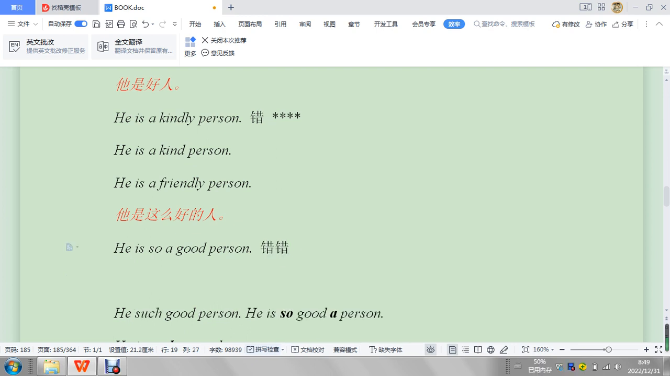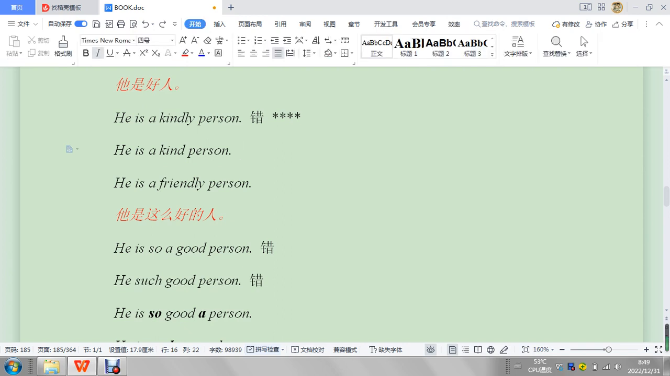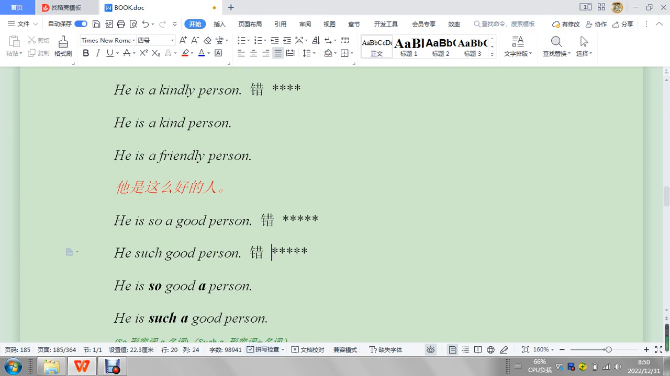Okay, so let's see. I don't know why this is on here. Okay. So "he is so a good person." This is pretty common. I would say almost every time. "He is such a good person." This one too. It's too common to be 4 stars. So it happens almost every time. This one doesn't always happen. This one happens almost every time.